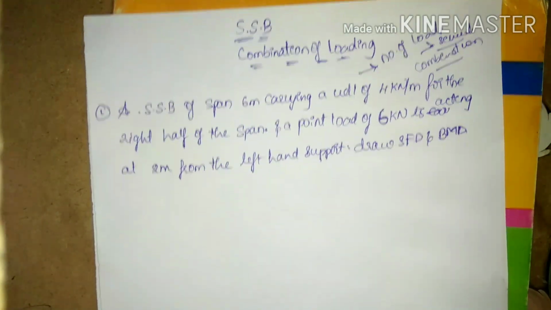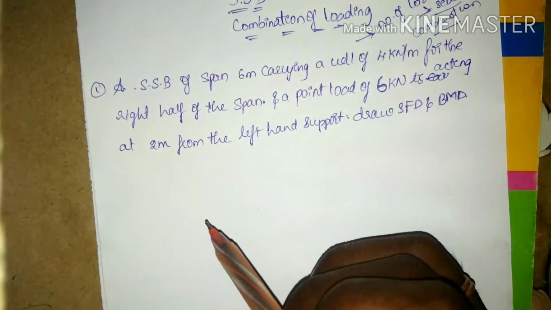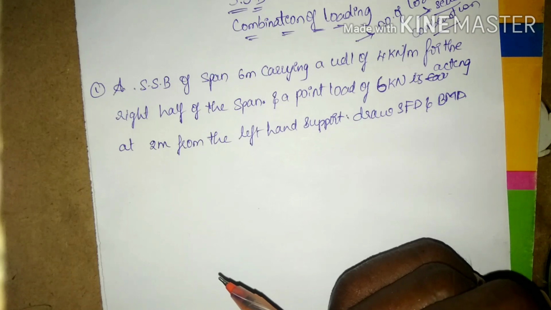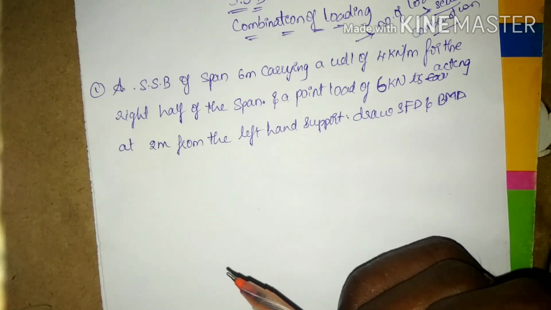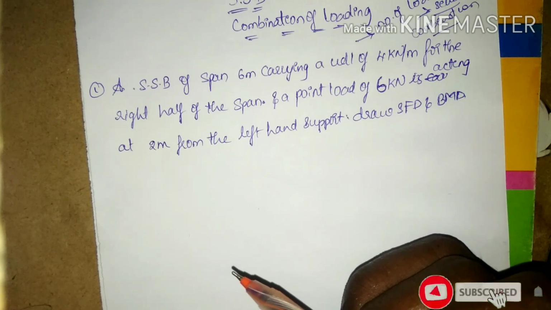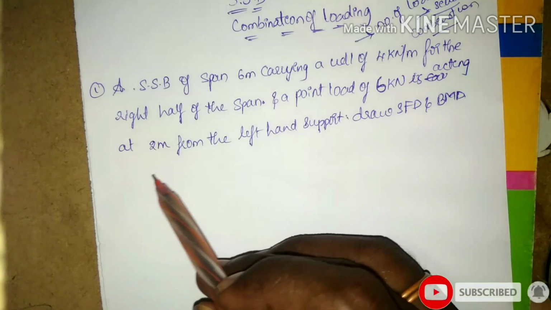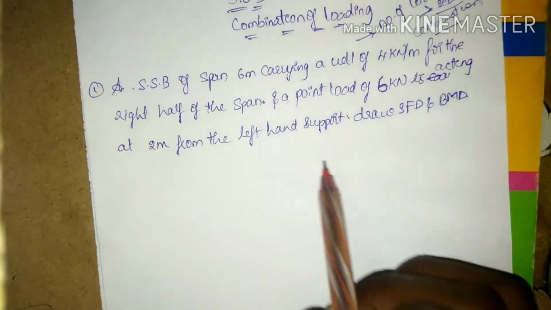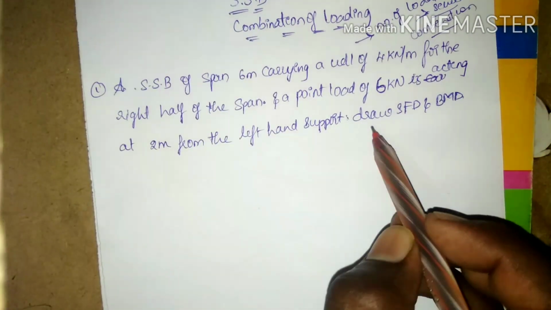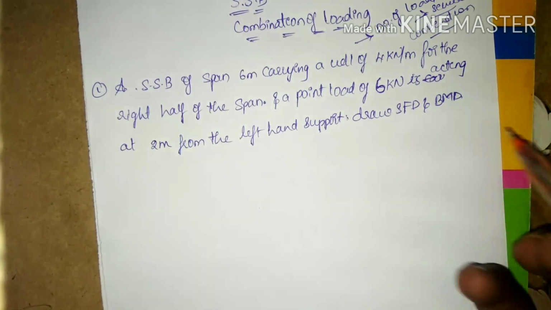Regarding the combination of loading, we are having a question: a simply supported beam of span 6 meters carrying a UDL of 4 kN per meter for the right half of the span, and a point load of 6 kN acting at 2 meters from the left hand support. For this given data, we are going to draw the shear force diagram and bending moment diagram.